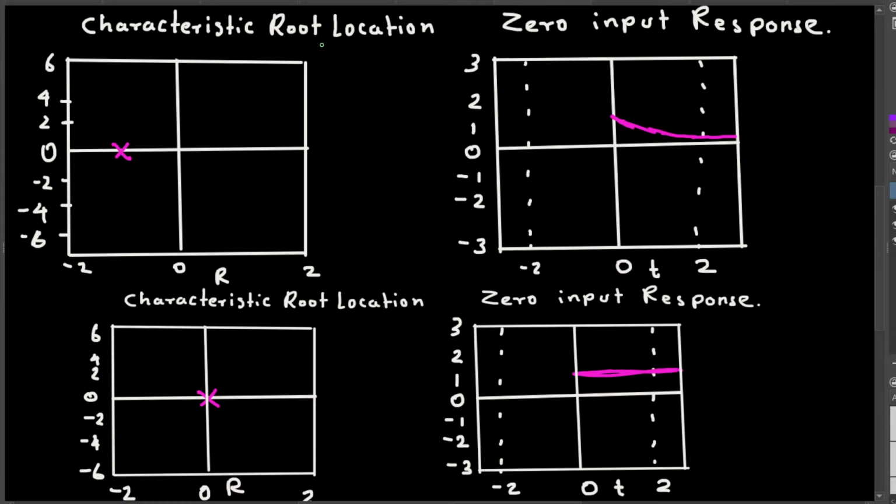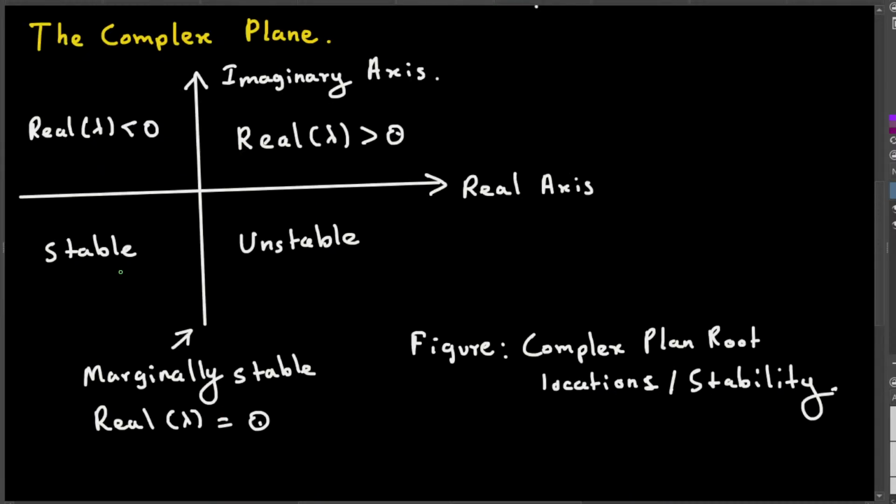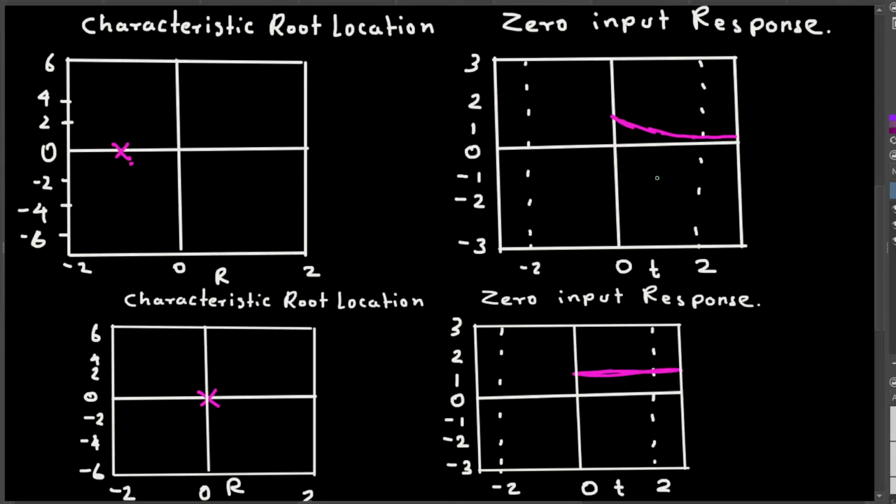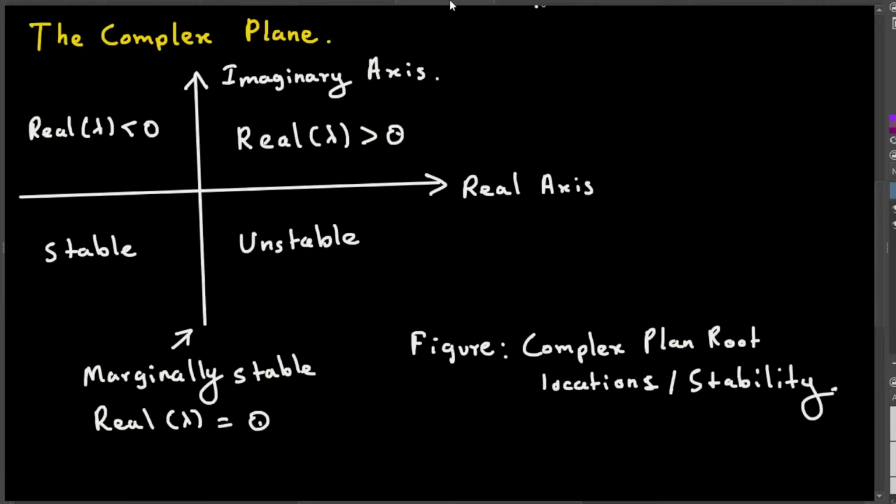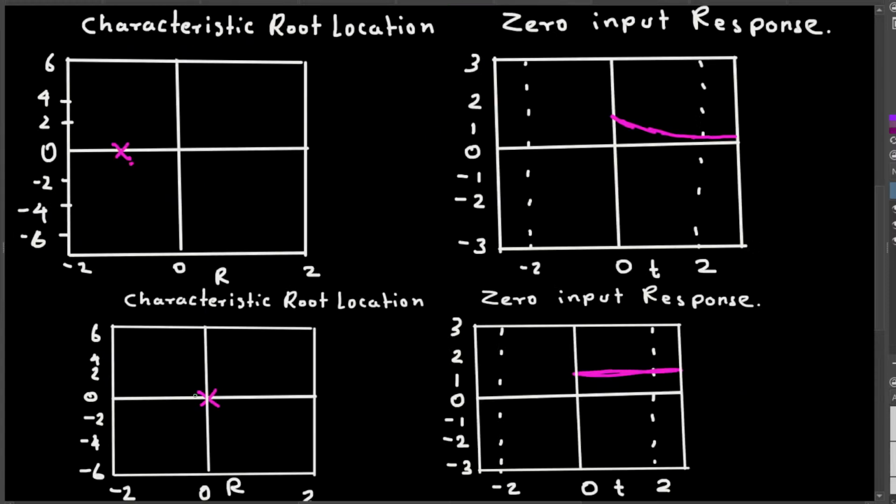So here we have characteristic root location and zero input response. Here we have this one on the real axis. If it's less than 0, that's stable, so this output here is a stable output. And here, if the root is 0, if the real part is 0, that's marginally stable. Here this is 0 right here, so this is a marginally stable zero input response.